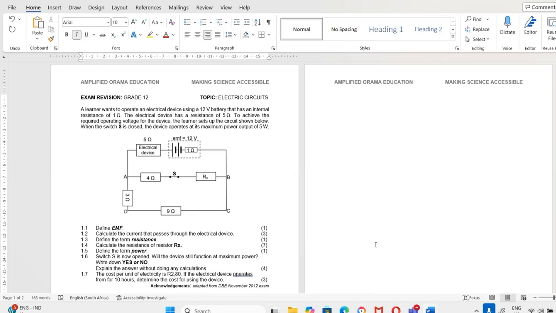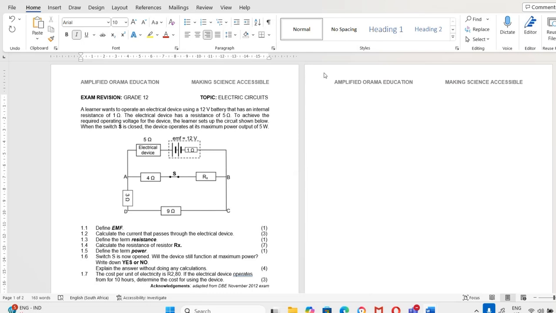sections. So this particular question says, a learner wants to operate an electrical device using a 12-volt battery that has an internal resistance of 1 ohm. The electrical device has a resistance of 5 ohms. To achieve the required operating voltage for the device, the learner sets up the circuit shown below. When the switch S is closed, the device operates at its maximum power output of 5 watts.